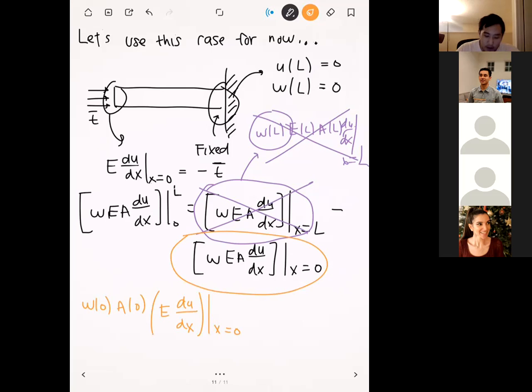I separated those two out because we already have seen what that equals, because according to our boundary condition, this product of E times du dx at x equal to 0 has to equal t bar, or minus t bar. And that comes from our traction boundary condition. Now that we've evaluated this term, we can plug it in, and with that, we've been able to finish our weak form expression. Any questions on this?